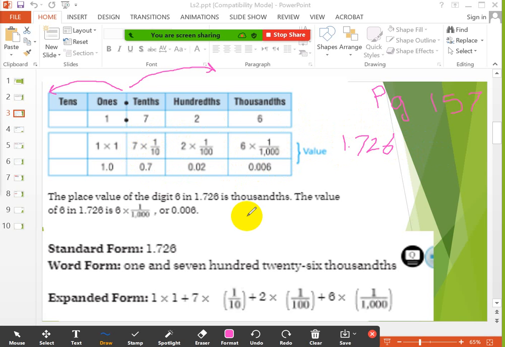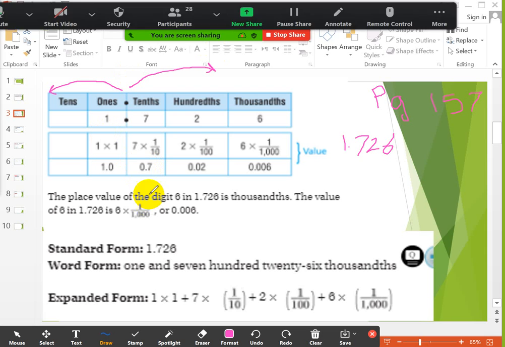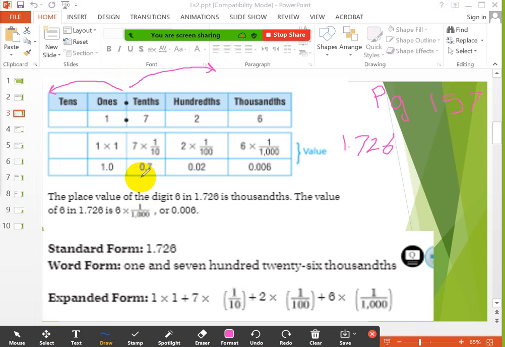Okay? Look, you know that 0.7, if I want to write it as a fraction, as we said in the first lesson in this chapter, it will be 7 over 10. So you can write it as 7 multiply 1 over 10, because when you want to break this fraction, it will be 7 multiply 1 over 10.